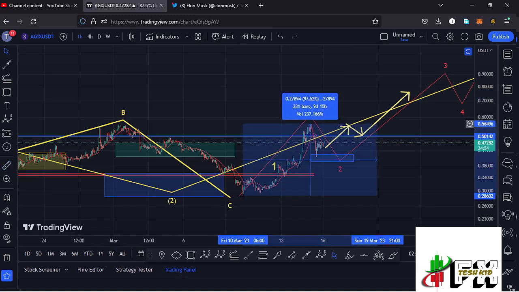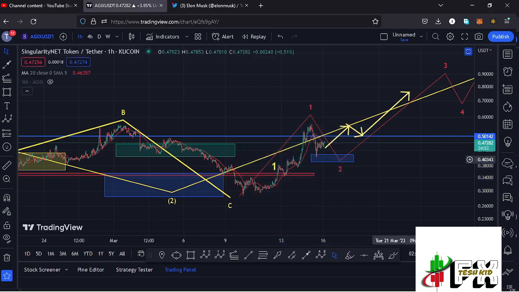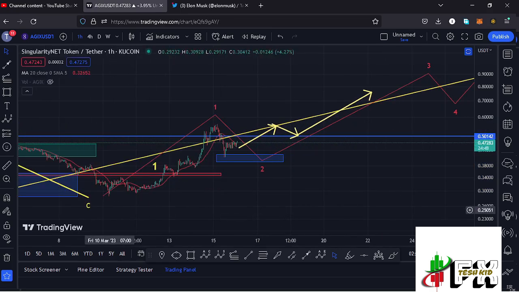97.52%, and that move to the upper side has also been obeying the Elliott wave structures, where you can see that I'm terming this move to the upper side as the first wave to the upper side, giving us a peak at around the $0.56 mark.